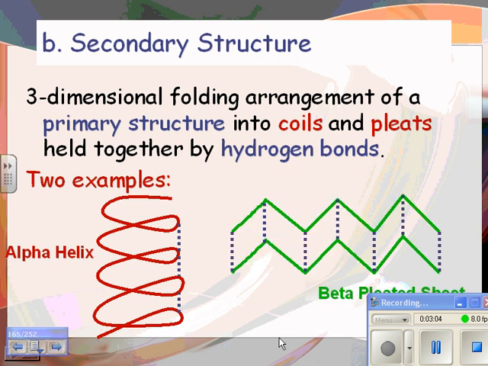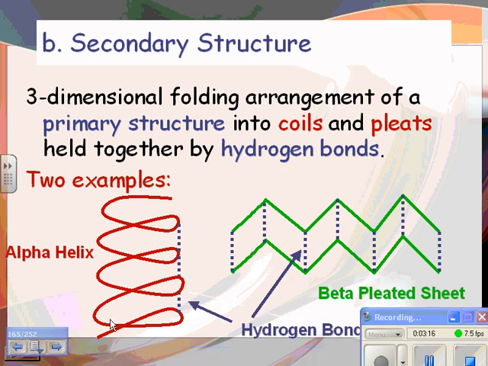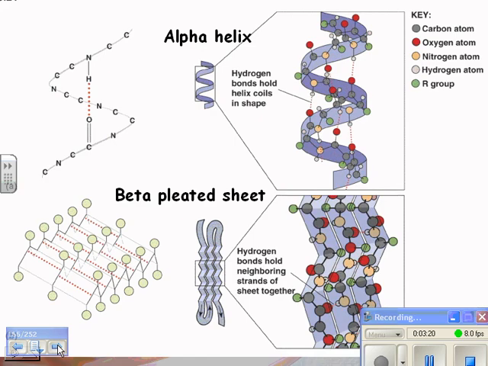You can have the same thing in this beta pleated sheet, and so there'll also be hydrogen bonds here, and it'll make the whole thing kind of form this sheet. And so the blue dots are supposed to be hydrogen bonds. So here's another picture of an alpha helix and a beta pleated sheet. So here's the amino acid, and it forms this coil because there's a hydrogen bond between these two.